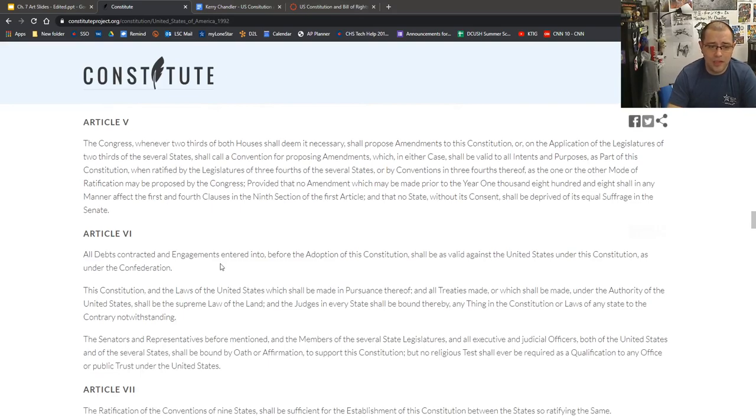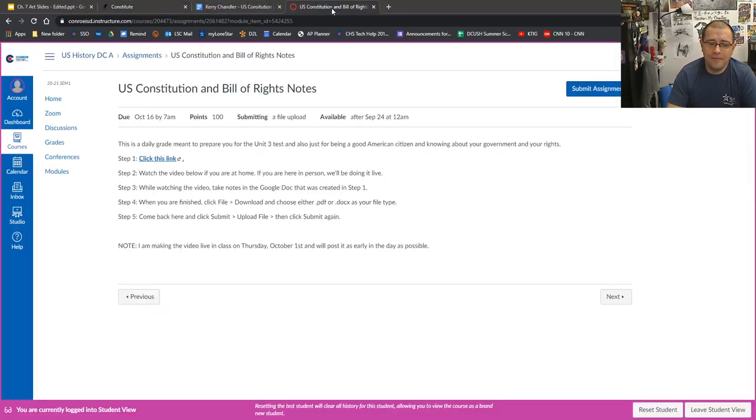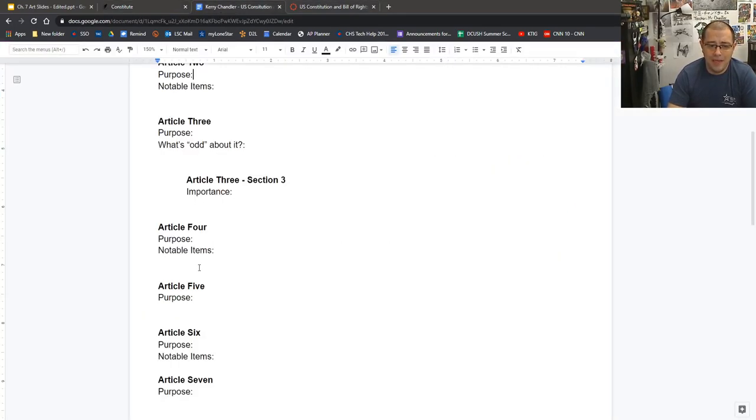Article 5's real short, look at that. Congress, whenever two-thirds of both houses shall deem it necessary, shall propose amendments. So Article 5 just says how to create amendments. You see that right there. Article 5, purpose, how to create amendments.